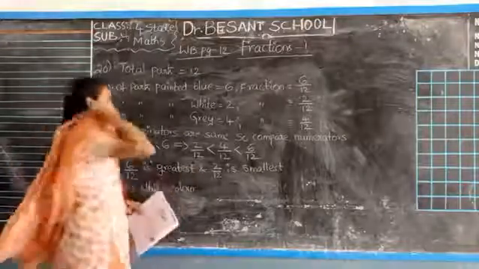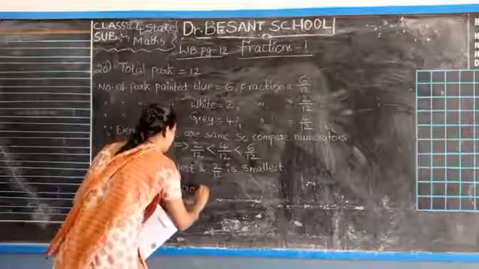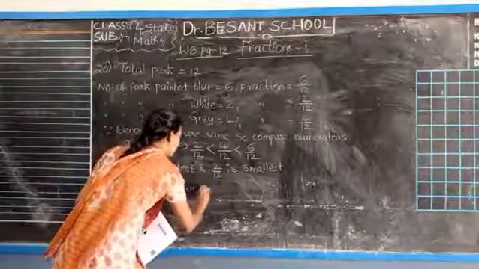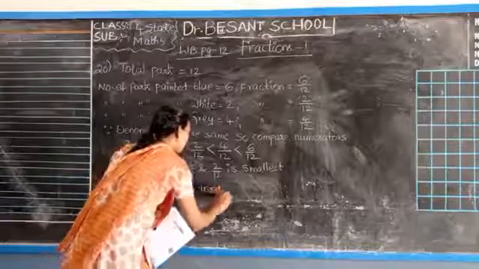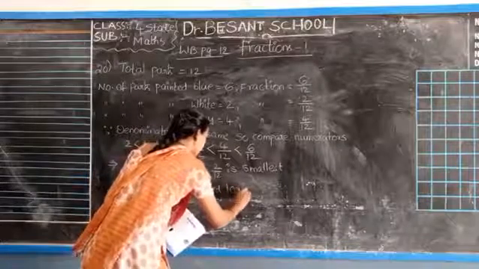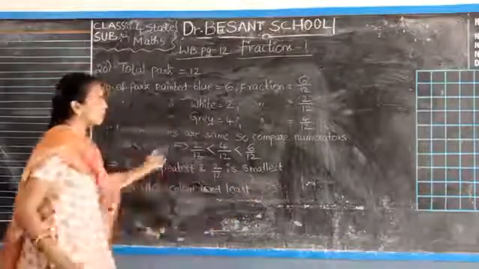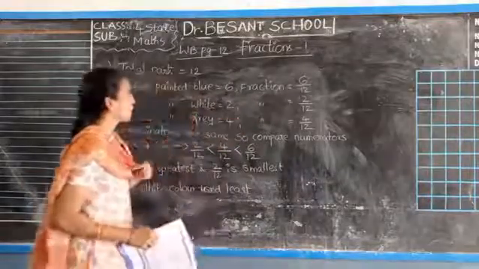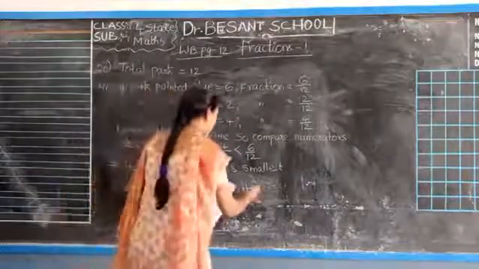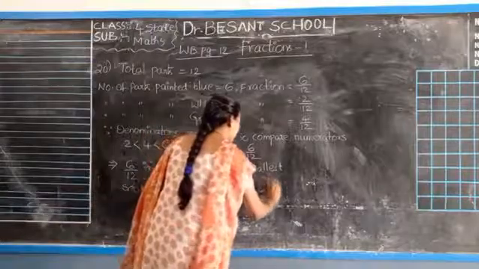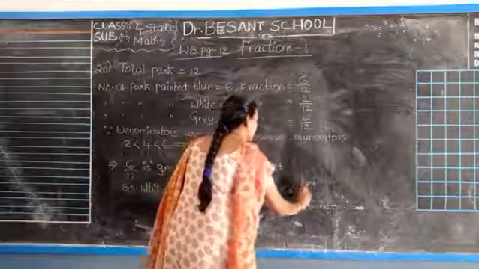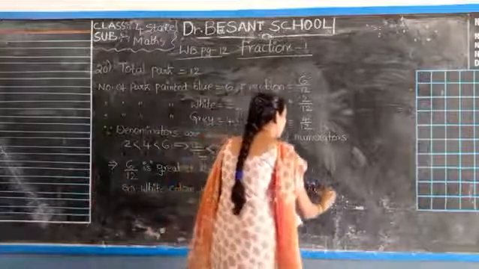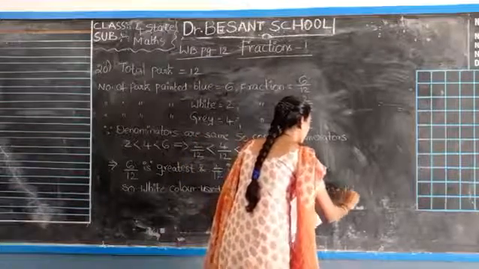So, white color used least, and 6 by 12 means which color? Blue color. Blue color used the most, and blue color used most.